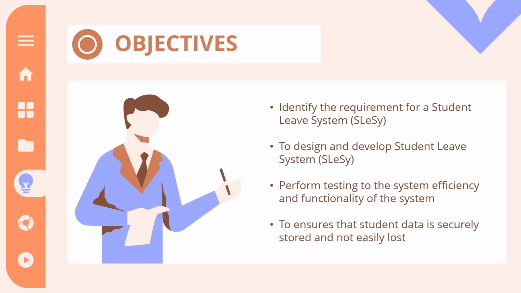Next, we move to objectives. In the system, we have 4 main objectives. First of all, to identify the requirements for a student leave system. Secondly, to design and develop the student leave system. Thirdly, to perform testing on the efficiency and functionality of the system. Fourthly, to ensure that student data is securely stored and not easily lost.